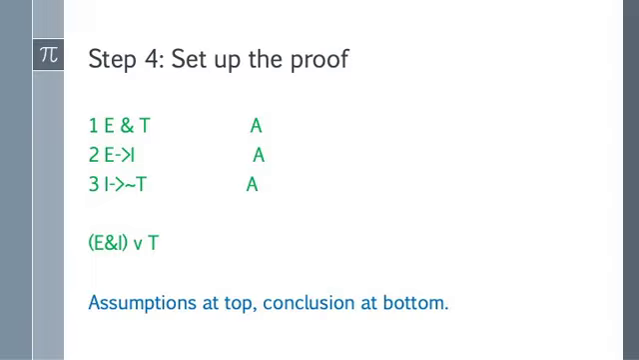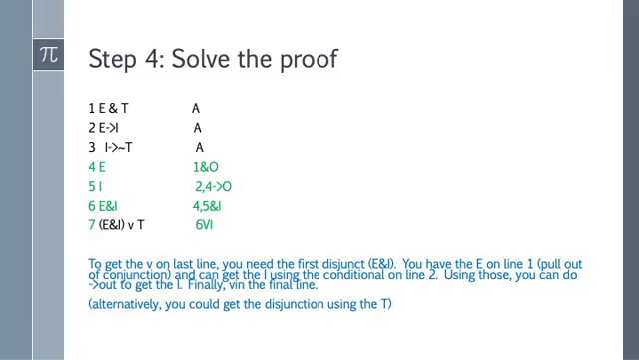Now you have to think, how can I get to this conclusion and reverse engineer your way to the full proof? So notice that what's at the bottom, what's at the conclusion, we have a disjunction. We have E and I on one side, and then we have T on the other side. If you remember the or in rule, you can just or in if you have one of these pieces.